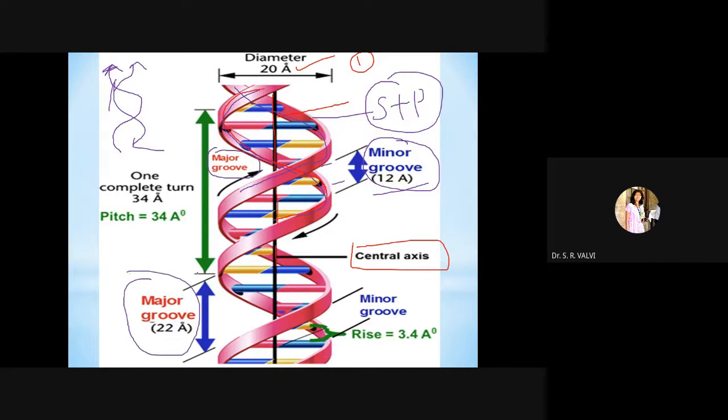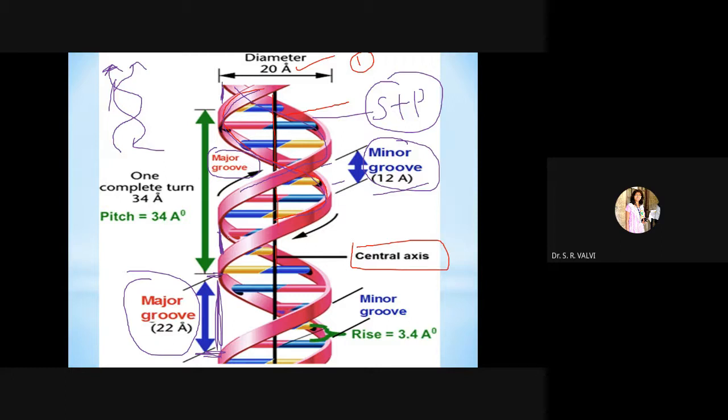The major groove is mentioned here in a blue color, you can see. So this is actually the major groove, right? This entirely is the major groove, whereas this, you can see, is the minor groove. Likewise here major groove, here again minor groove. Likewise these major grooves and minor grooves are present. Minor groove of 12 angstrom and major groove of 22 angstrom, right?